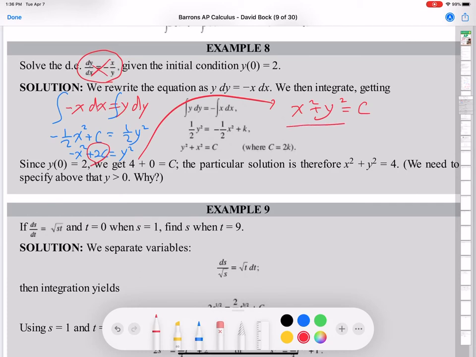This is the equation. But an initial condition is given, right? When x is 0, y value must be 2. Okay? So plug in 0 for x and then 2 for y. That means c is 4. So our final answer is what? x squared plus y squared is equal to 4. This is the solution of this differential equation.